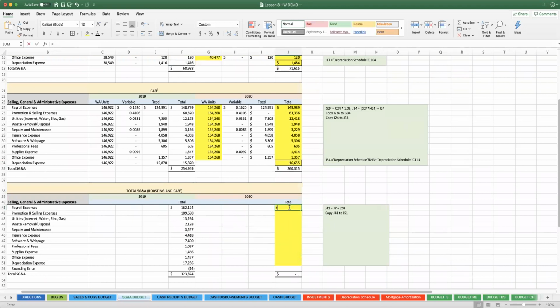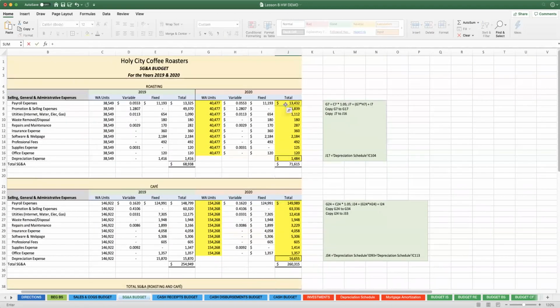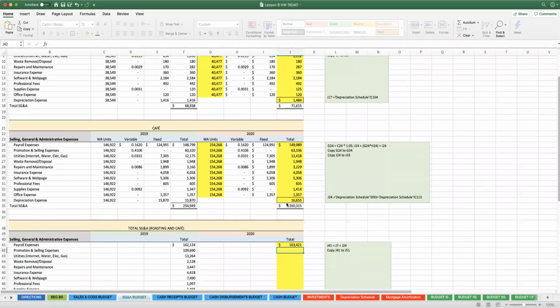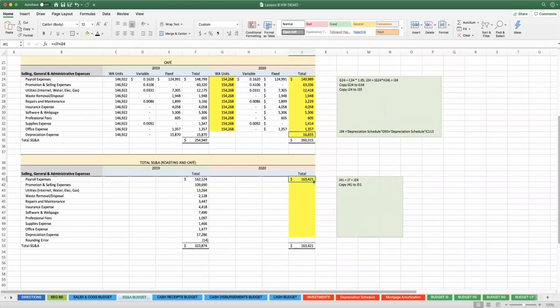All right, this is just for pulling together the two tables. So you've got roasting up here. Let's go get it. Salaries, payroll, plus the cafe payroll. So pull together like items so we can get it down to one budget for the entire company. Okay, and that depreciation is okay because you're adding the two scheduled amounts that you calculated right up here. So we're good to go on that. That's perfect, just like that. All right, so that's done.